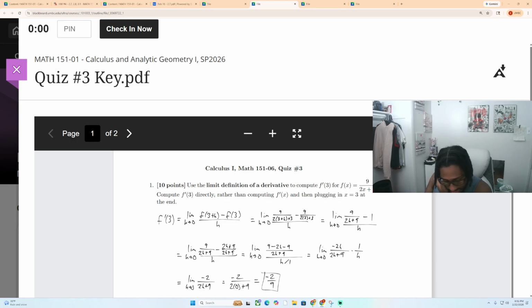And then you can go ahead and simplify that. Wait, hold on, my bad. My braid's getting in the way. So that's going to be equal to 9 over 6 plus 2h, and then plus 3. And then you can go ahead and simplify that, which is 9 over 6 plus 3, which is 9 over 9 plus 2h, right? So that's the first one, right?